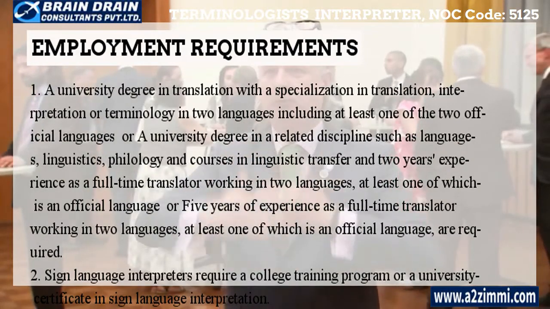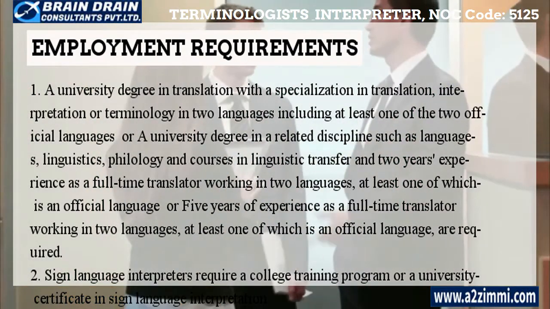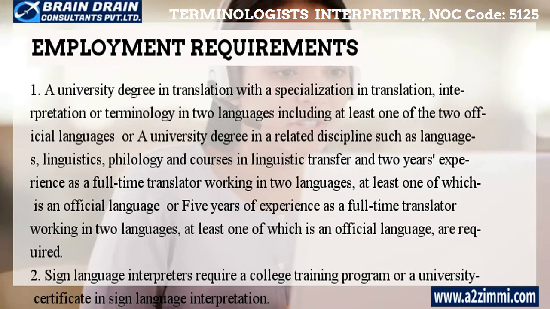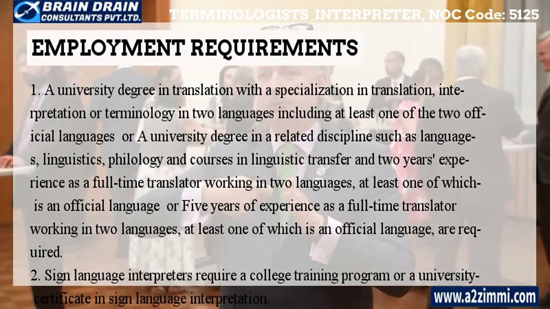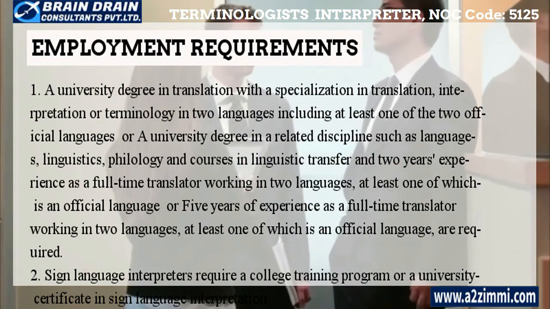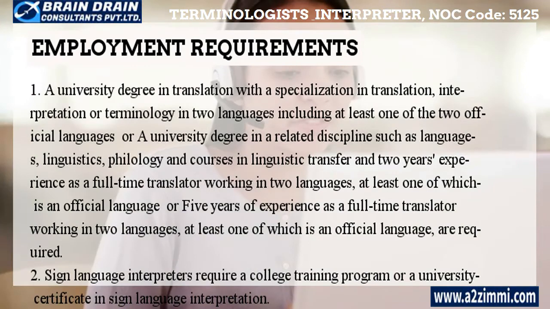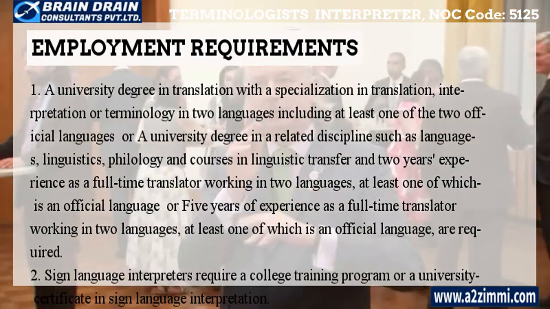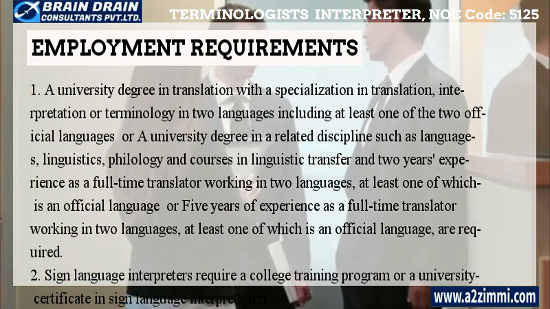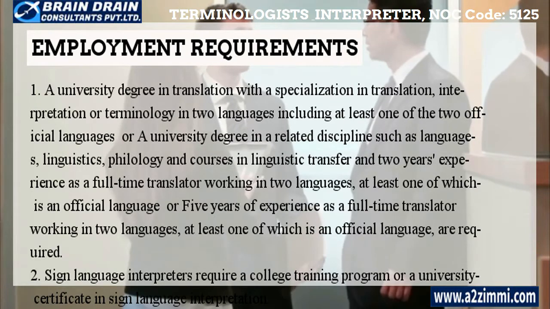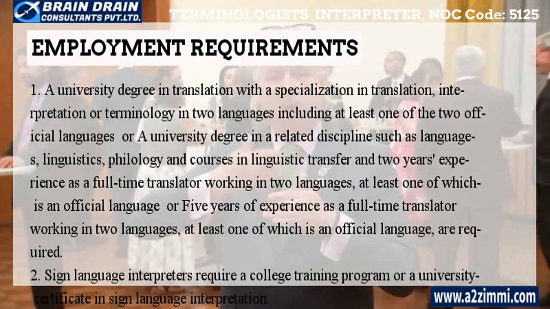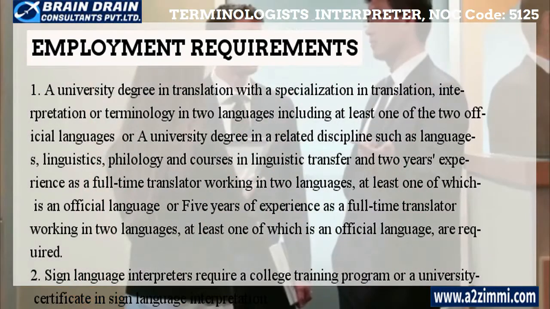Following are employment requirements for the profile of translators, terminologists, and interpreters. A university degree in translation with a specialization in translation, interpretation, or terminology in two languages including at least one of the two official languages, or a university degree in a related discipline such as languages, linguistics, philology and courses in linguistic transfer and 2 years experience as a full-time translator working in two languages, at least one of which is an official language, or 5 years of experience as a full-time translator working in two languages, at least one of which is an official language, are required.